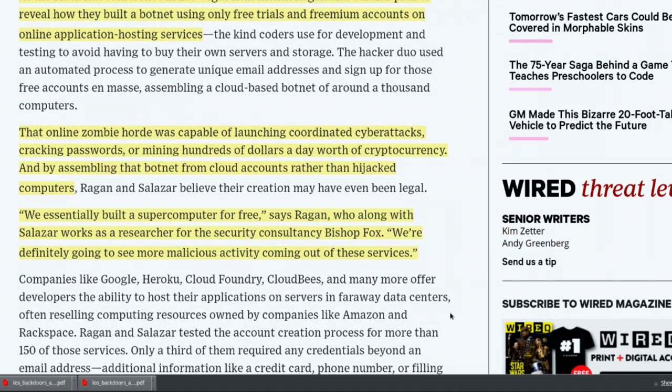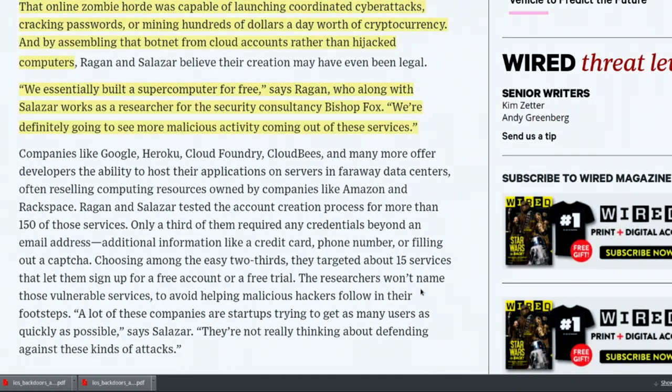They say, this is the Wired article, the online zombie horde was capable of launching coordinated cyber attacks, cracking passwords, or mining hundreds of dollars worth of cryptocurrency. And by assembling the botnet from cloud accounts rather than hijacked computers, they essentially built a supercomputer for free. They say we're definitely going to see more malicious activities out of these coming soon. Yeah, although with the Amazon free tier, you're limited to like 20% of one CPU.